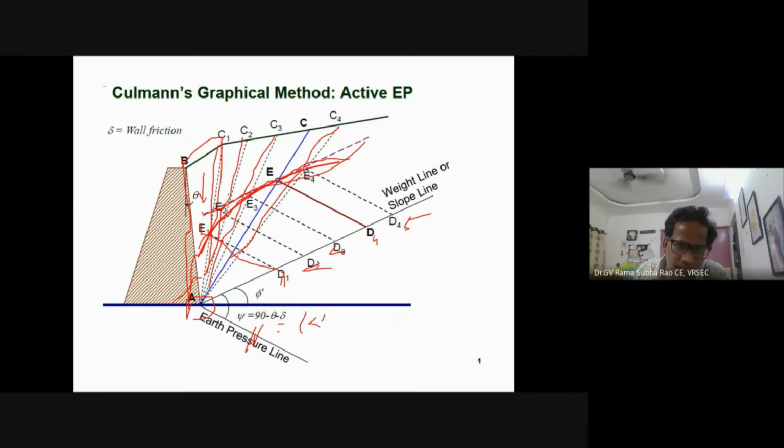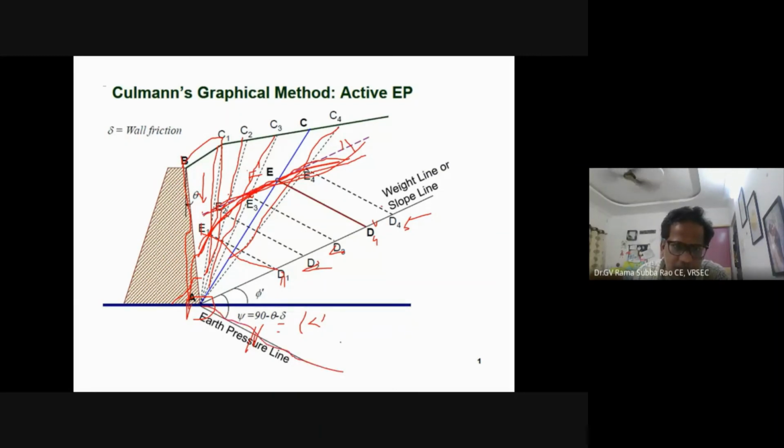So once you know the tangency, we can get this f dash. And one more point, while you are drawing the tangent, your tangent line should be parallel to phi line. So now we have f dash. This is the point on Culmann's curve. Now draw a line parallel to psi line.